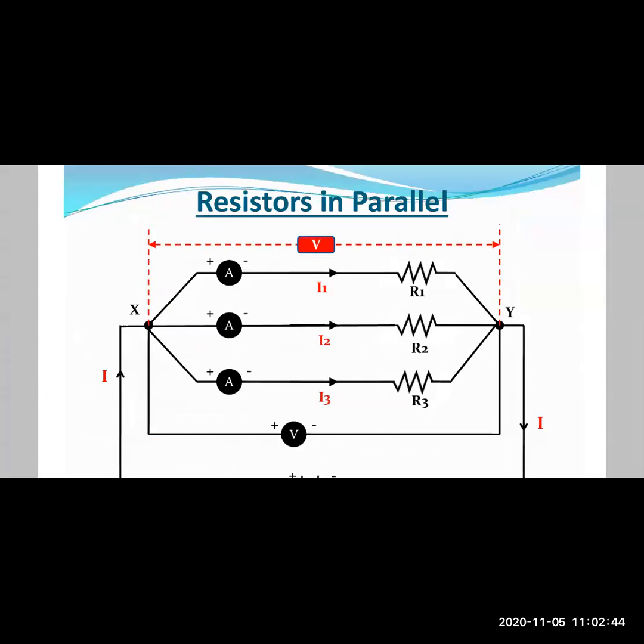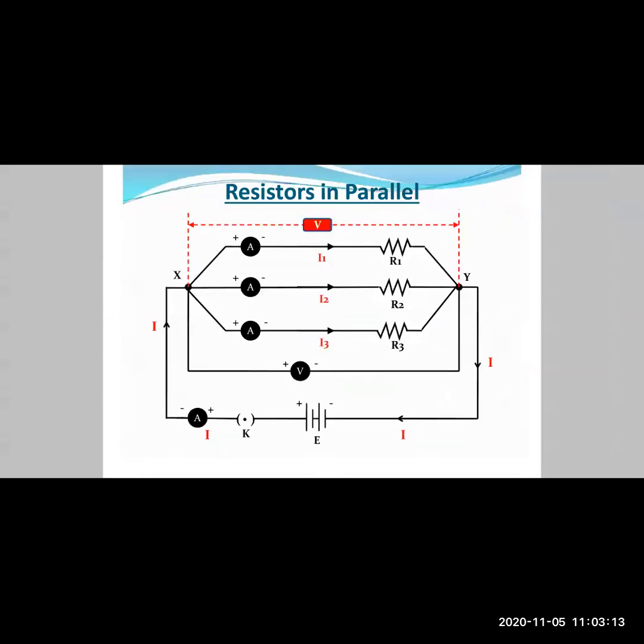opposite ends of all the resistors should attach to a common point. In this case, the common points are X and Y. Now, the voltage across the points X and Y will remain constant. Then we have separate ammeters for all the 3 resistors R1, R2, and R3, which will measure the respective current flowing through them as I1, I2, and I3, and the total current flowing through the circuit is measured as I. Fine.